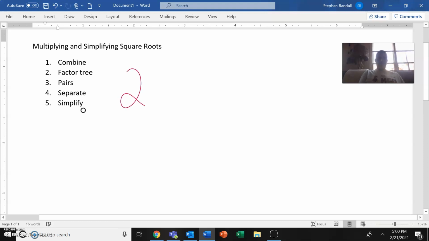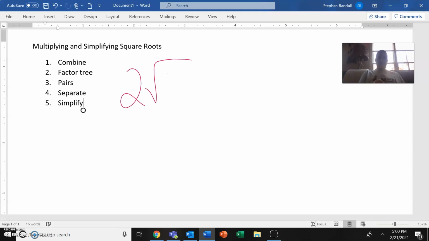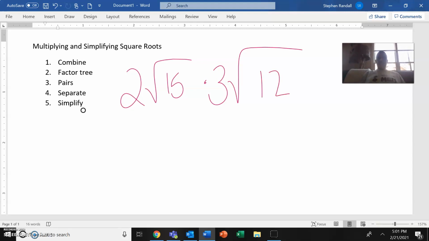So if I go 2 square root of 15 times 3 square root of 12, right? So the first step is to combine them. So we're going to combine them. We're going to do factor tree. We're going to do pairs. We're going to separate. We're going to simplify.